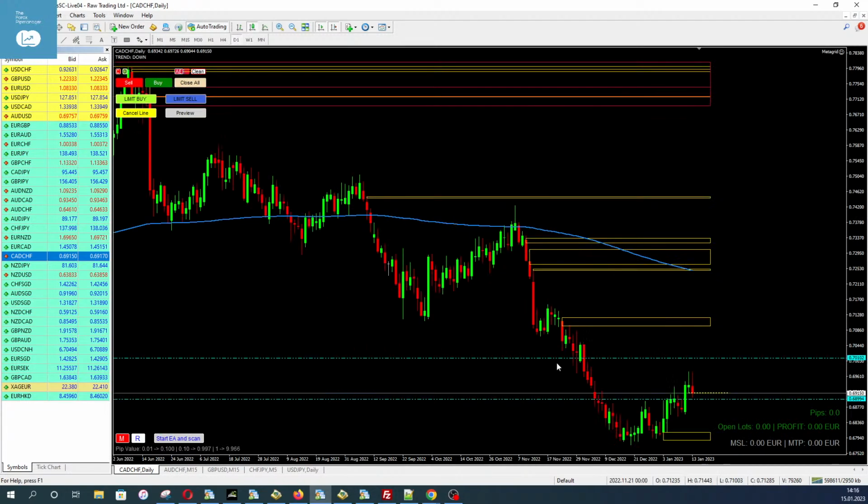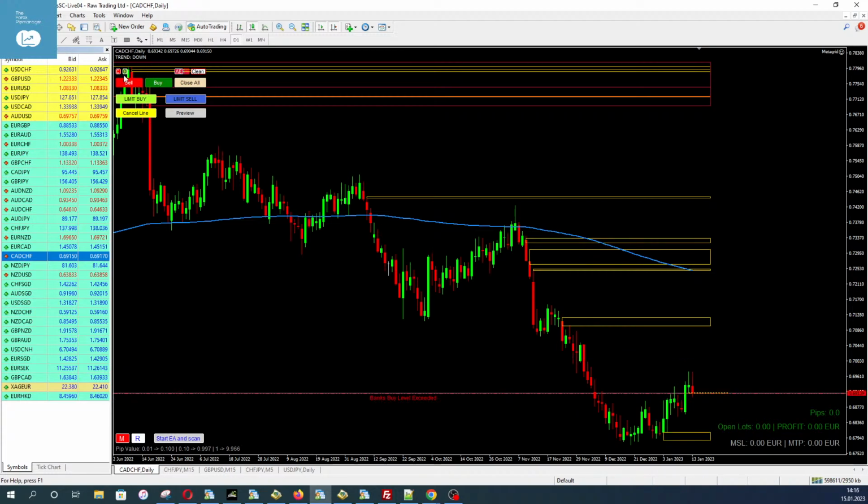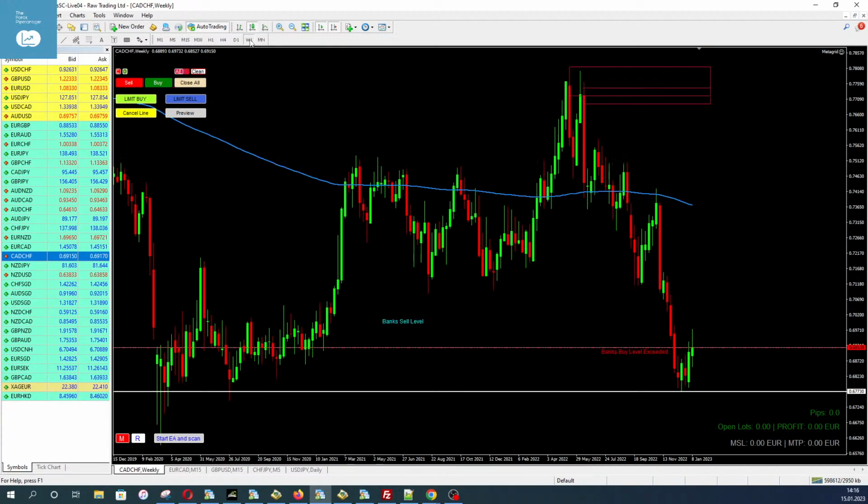Based on the daily time frame, it looks like we had a little bit of support here after this down move on the CAD Swissy. I placed a line here that we can see clearly. It gave support, and so far it did hold.